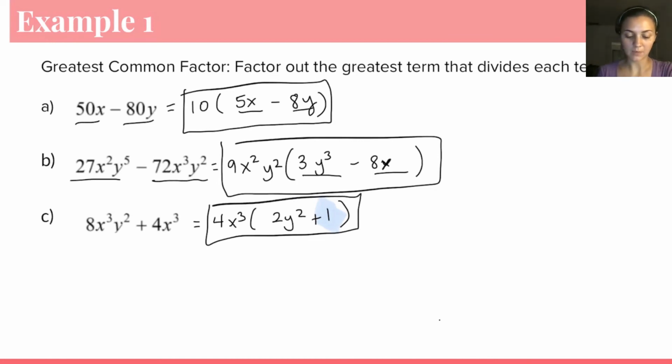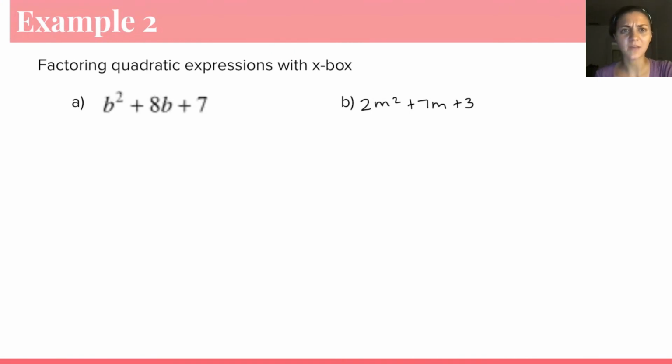The other type of factoring is factoring quadratic expressions with Xbox, or just in general factoring quadratic expressions. So a quadratic expression is when we have like x squared, x squared makes a quadratic, it makes a parabola, so that is a quadratic expression. And generally you see it in the form, I'll add it to the notes, a times x squared plus b times x plus c. Hopefully that's familiar to you.